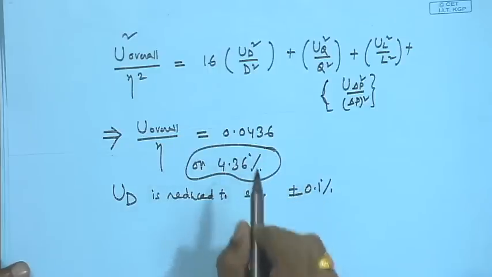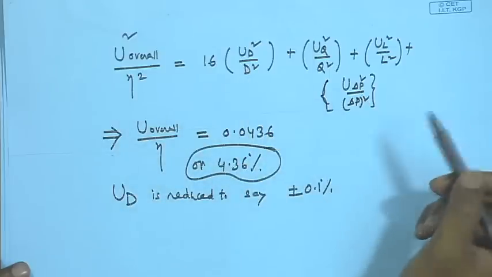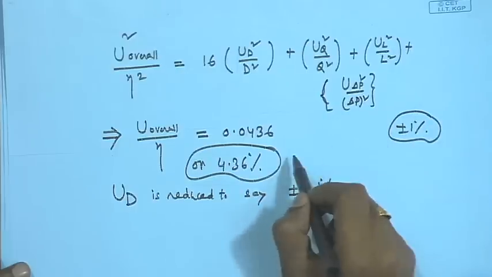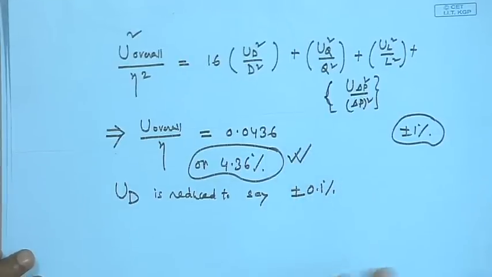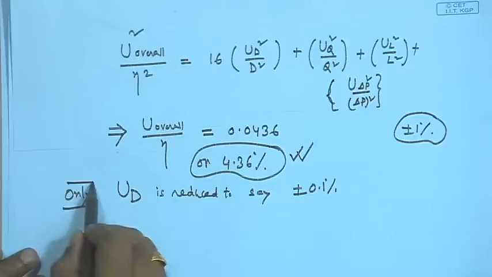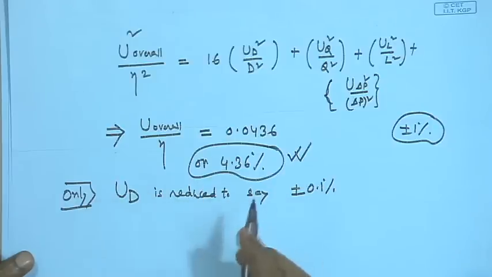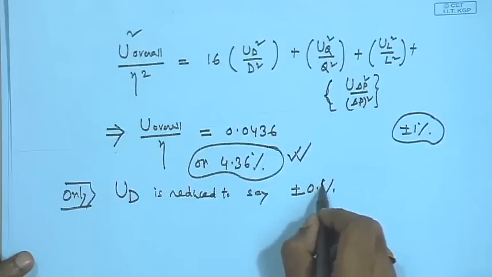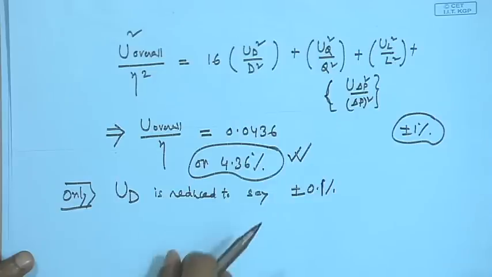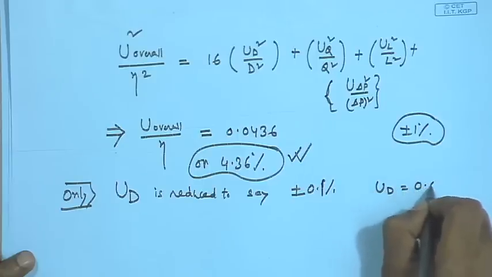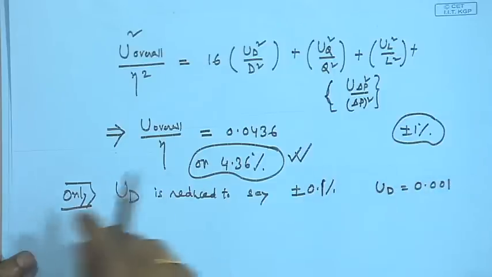First, we saw that when all the measurements of Q, D, L and delta P are available with plus minus 1% accuracy, we have the overall accuracy as 4.36%. Now, only the diameter is measured with much more improved instrumentation, so that its uncertainty is reduced to 0.1%. What will be the effect on the overall uncertainty? If you do the same calculations, U_D will now be 0.001, while all other U's will be 0.1.